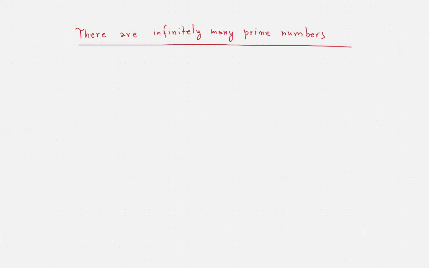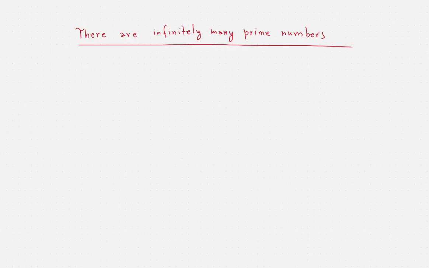So we would like to reproduce here Euclid's classical argument, or what stems from Euclid's work, that establishes that there are infinitely many prime numbers. And this is a typical example of an argument by contradiction.